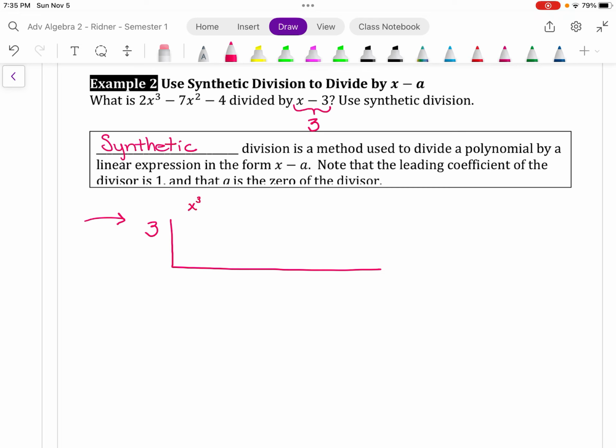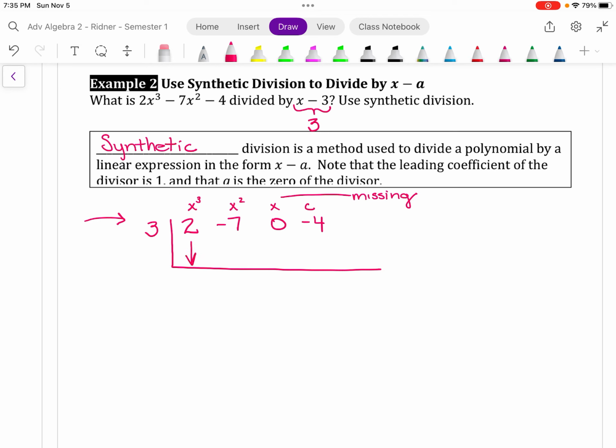Next, I want to line up all of the coefficients. So I have an x cubed term. If I had an x to the 4th term, I would start there. An x squared term, an x, and a constant. In this example, 2 is the leading coefficient for x cubed. Then we have -7. There is no x term, so we're going to put a 0 there for the missing term. So if it's missing, it's not there, so it's 0. And then -4 as our last number.